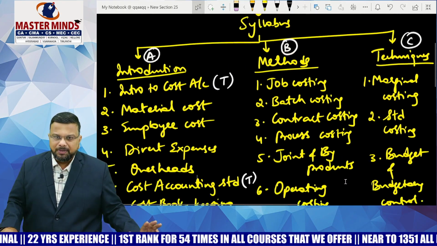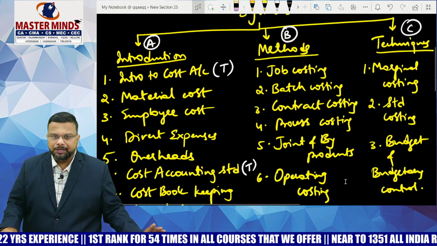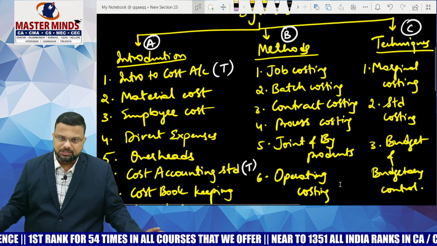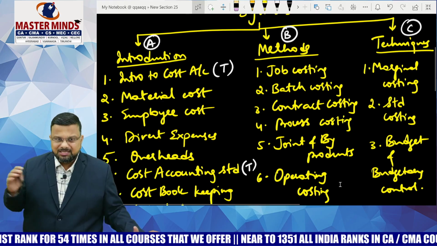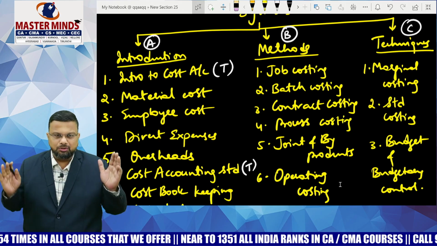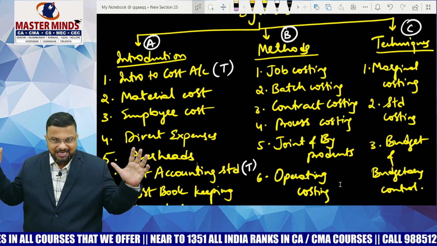The next section is about methods, where you have job costing, batch costing, contract costing, process costing, joint and byproducts, and operating costing, nothing but your service costing. Next, section C covers techniques: marginal costing, standard costing, budget and budgetary control. Okay, so the entire syllabus is divided into 3 different sections.